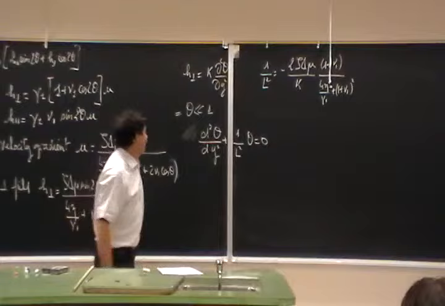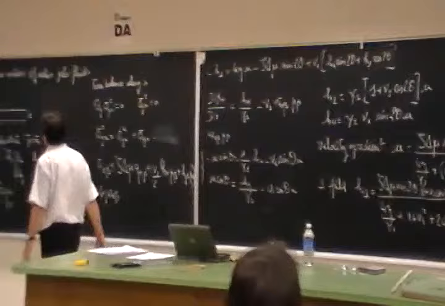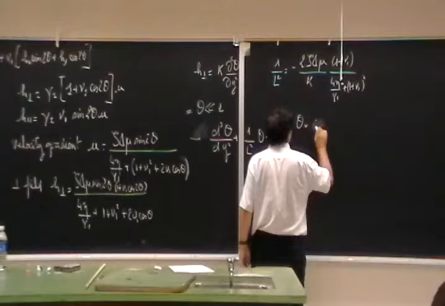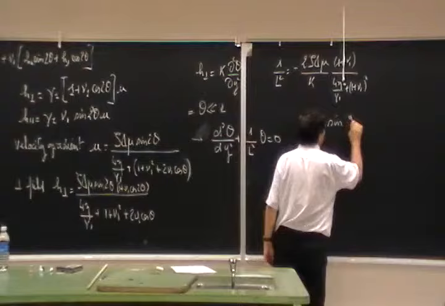So then I have to discuss this equation. And the boundary conditions are here. Theta is equal to 0 here. Theta is equal to 0 here. So the solution is just theta naught sine of y over L. With this choice, I have theta of 0 equals 0.